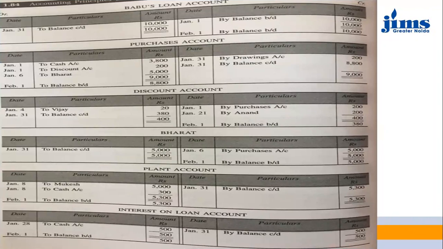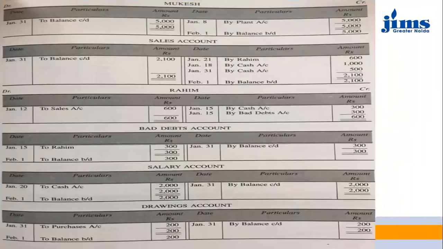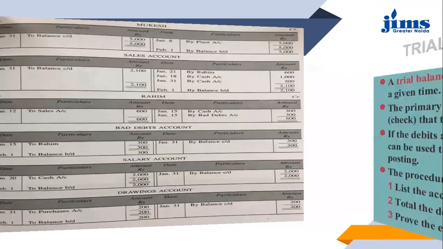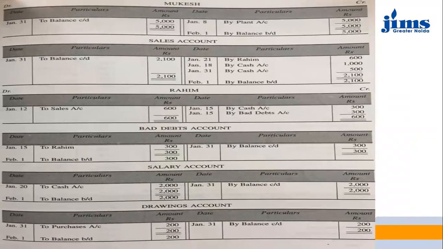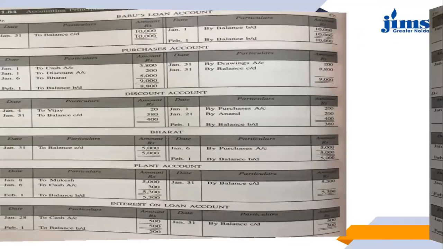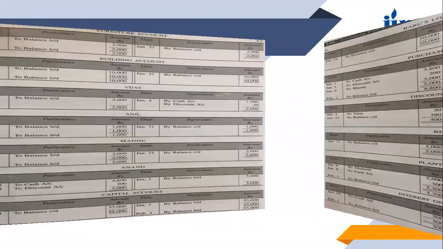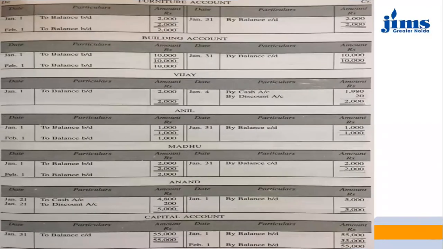Done. Now we'll prepare the Vijay account because we have not prepared the Vijay account yet. Let's look for the Vijay account here. Yeah, see, there is the Vijay account. We have already prepared the Vijay account for the opening entry. So this is the Vijay account here.